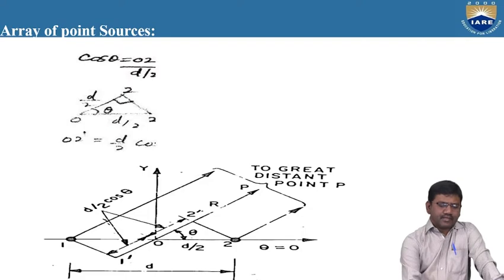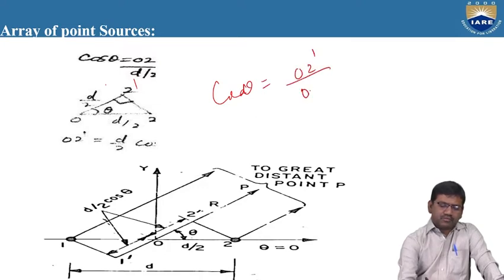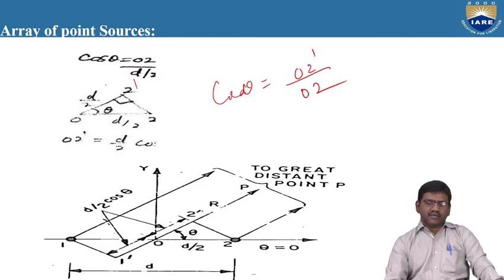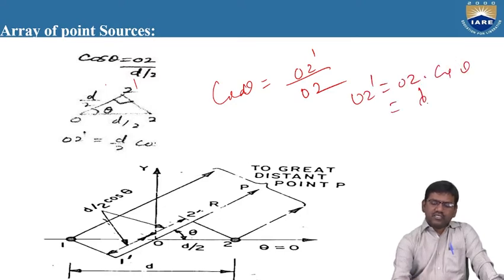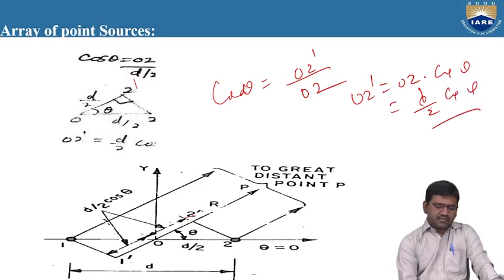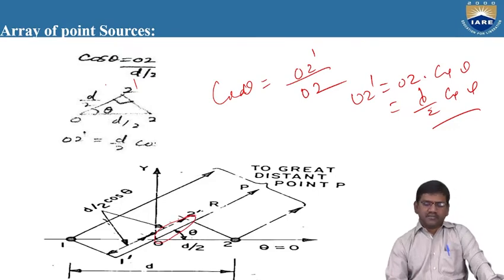So cos theta is equal to the adjacent side to theta, so cos theta is equal to O2 dash by O2. Now what is the distance O2 dash? O2 dash is equal to O2 into cos theta. What is O2? It is D by 2. So this distance O2 dash is nothing but D by 2 cos theta.